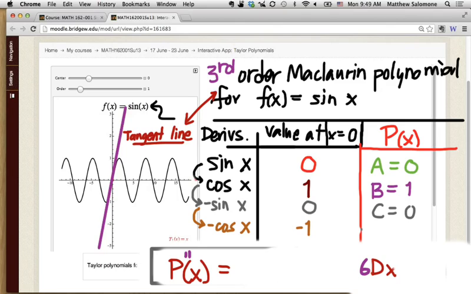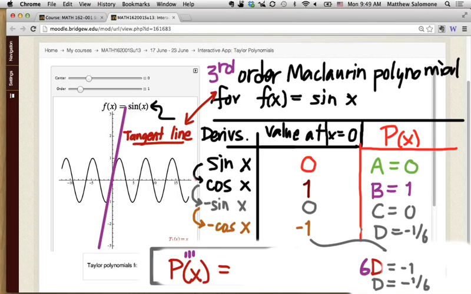But then the third derivative is going to be just 6d. And so now the requirement is that 6d is equal to negative 1. So what's d? Negative 1/6. That's interesting. Negative 1/6.